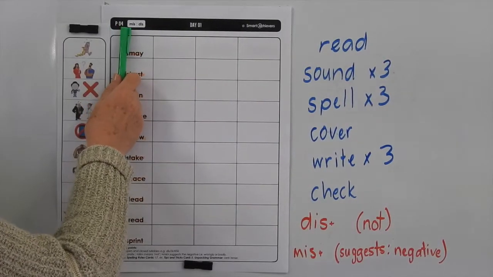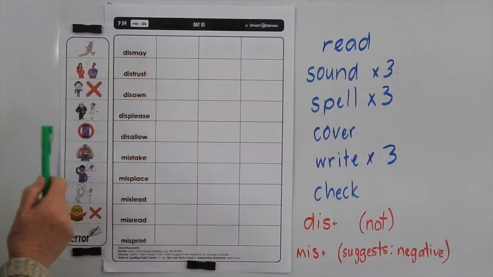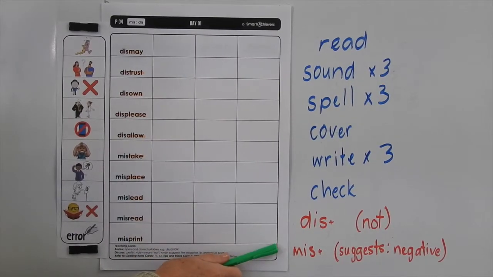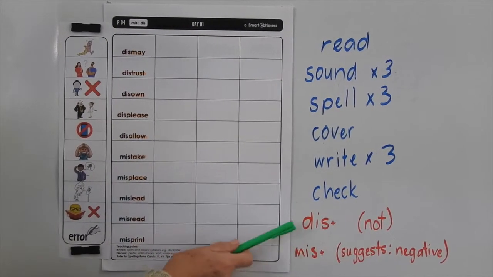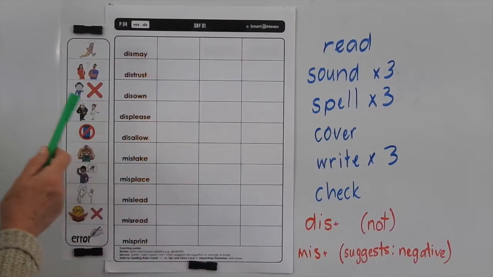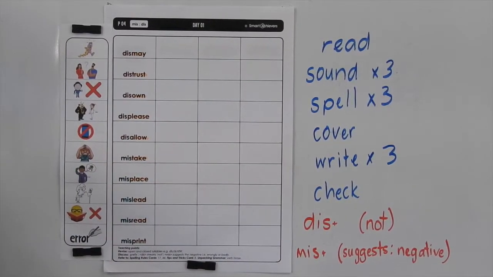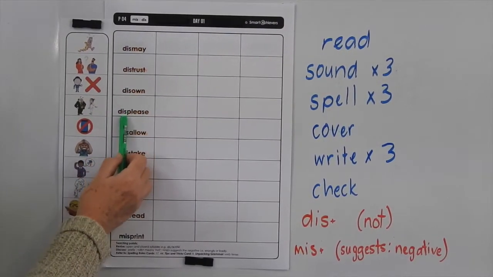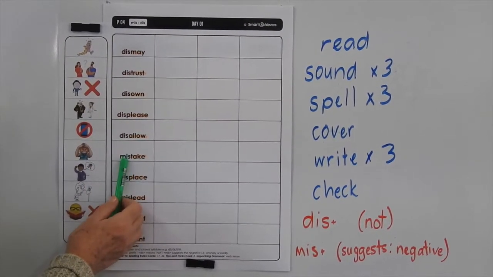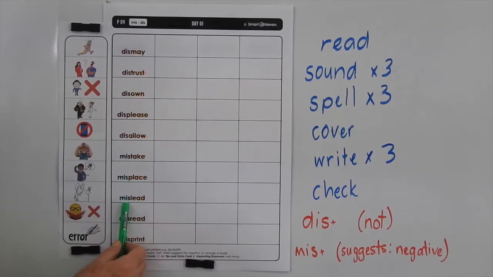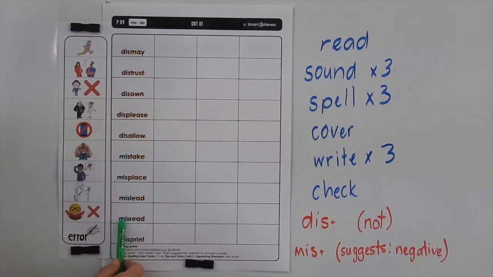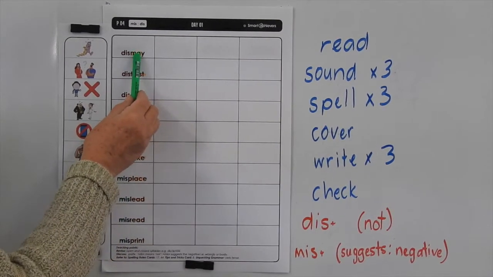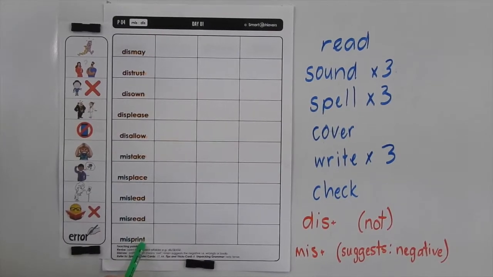This is level P, list 4, and we're doing the day 1 page, and here we're looking at the prefixes miss and dis. So miss suggests a negative and dis means not. So if we go through these words, have a look at highlighting the dis in dismay, distrust, disown, displease, disallow, and the miss in mistake, misplace, mislead or misled, misread and misprint, then you can go through and highlight the base words in all of these words as well.